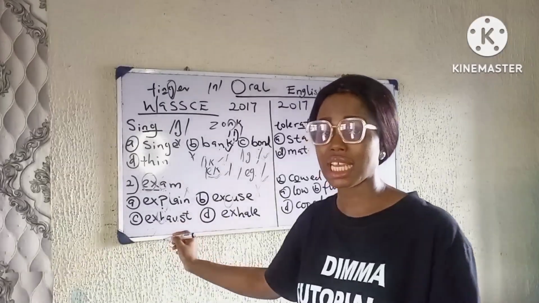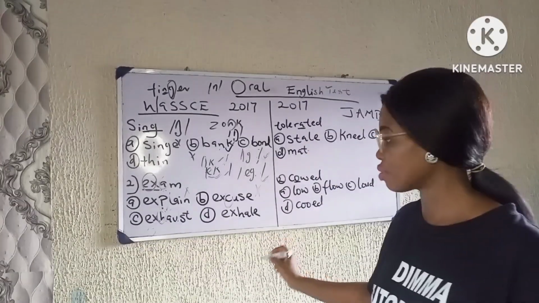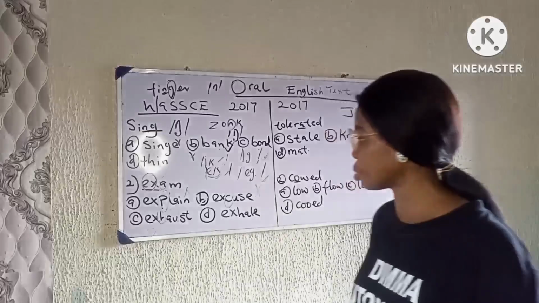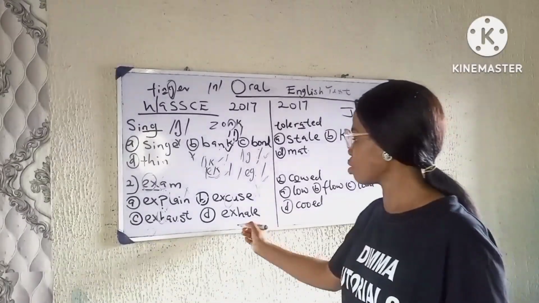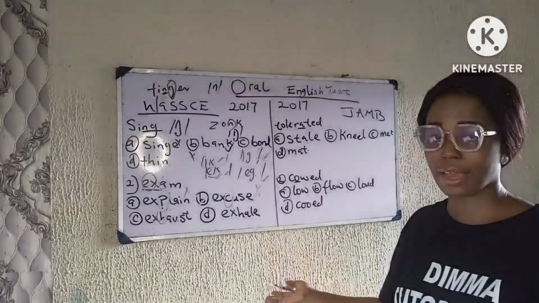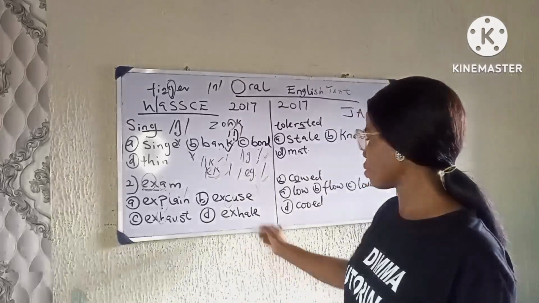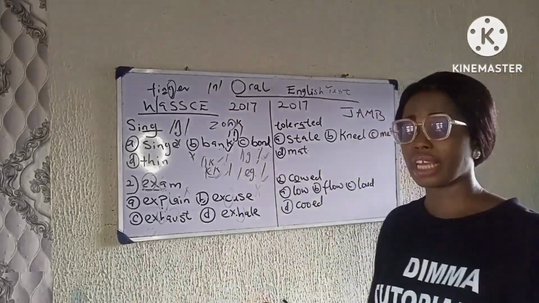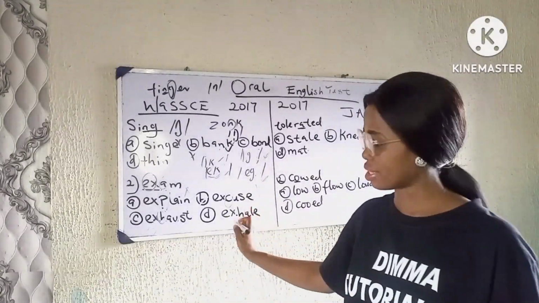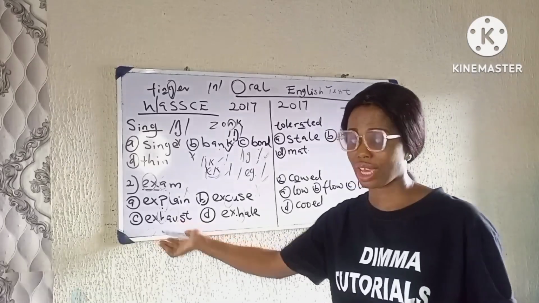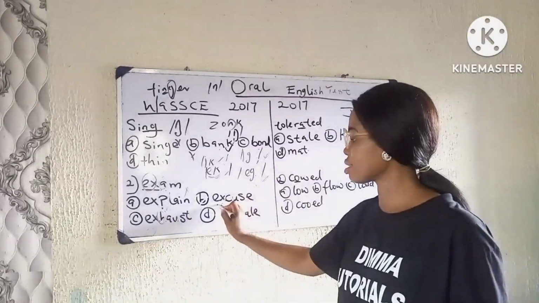Because the sound that follows is a vowel sound. So this is a correct answer. Option C is a correct answer. Now option D is excel. Excel has the eighth letter, and the eighth letter here is pronounced, it is not silenced like here. So option D is incorrect.